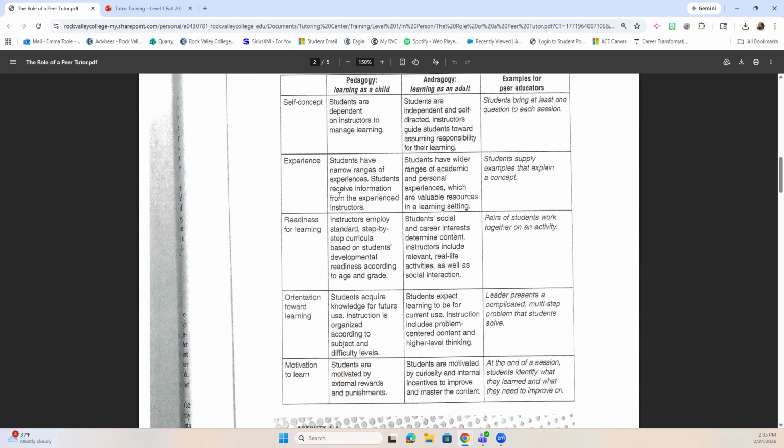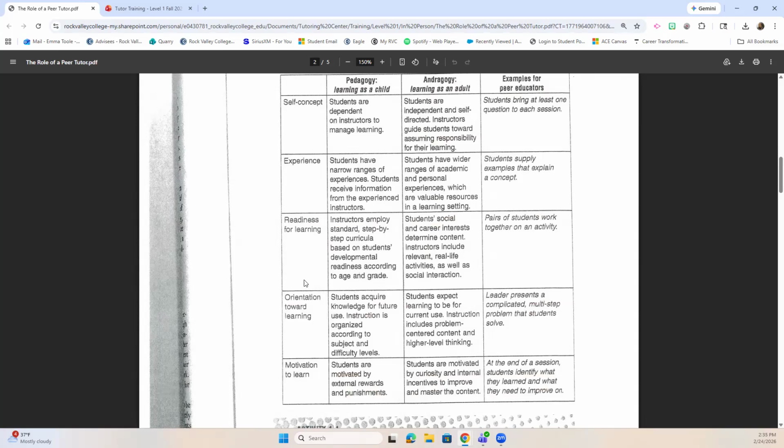Experience. For learning as a child, students have narrow ranges of experiences. Students receive information from the experienced instructors. Learning as an adult, students have wider ranges of academic and personal experiences, which are valuable resources in a learning setting. In an example for peer educators, students supply examples that explain a concept.